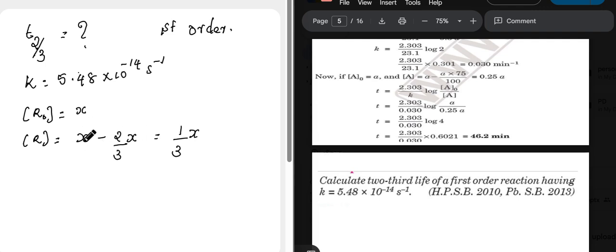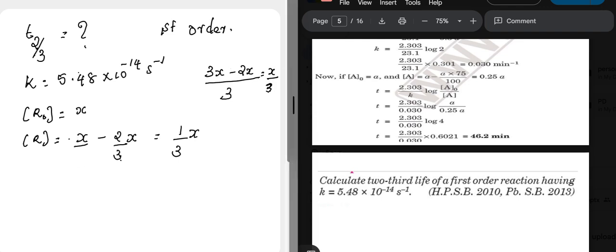If you don't understand this type of logic, then this 3 will be here with denominator 1. So 3 will be the LCM. So 3x minus 2x, divided by the common denominator, the LCM 3. So 3x minus 2x will be 1x. So x by 3 is r. Anyhow, logically also it should come. Okay, now t 2/3 is 2.303 by k log r0 by r.